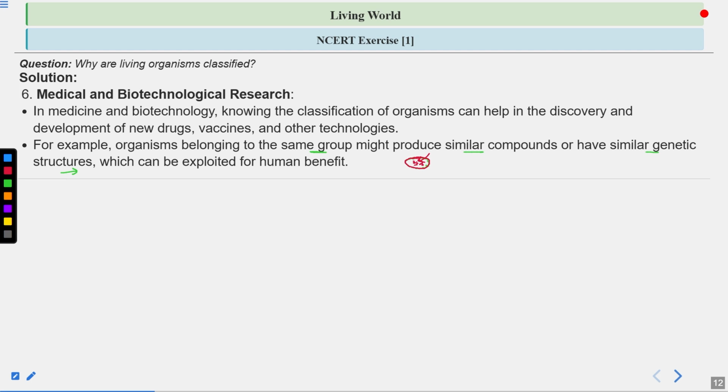You know, genes code for a particular product. A gene is made up of DNA, DNA is transcribed into RNA, RNA into proteins. So the organisms which belong to a particular group have similar characteristics. So if one organism is producing a certain compound, chances are that another organism belonging to that same group might be producing that compound.